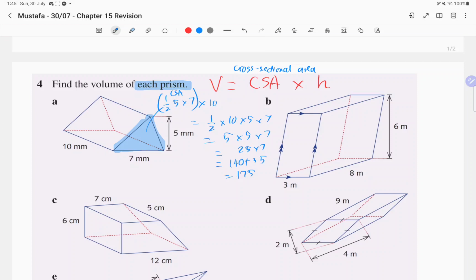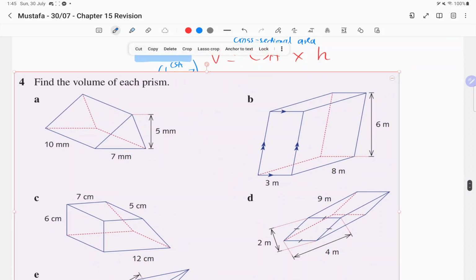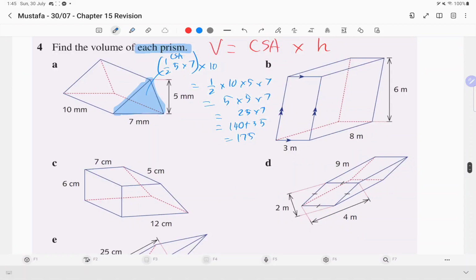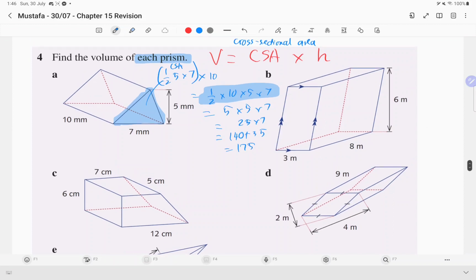So that's how you work through a multiplication. What if you do just 10 times 7 times 5? That would give you 350, and you divide by 2 is 175. Same thing. You can do it in any order as long as they're all multiplication. The answer should still be the same. Now for question B, what's the cross-sectional area? What's the shape of the cross-section?